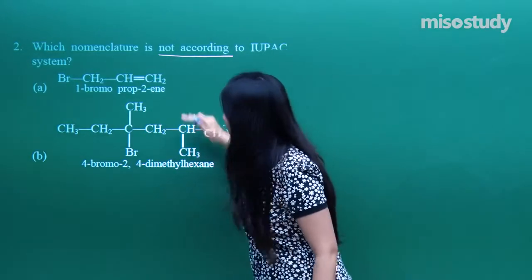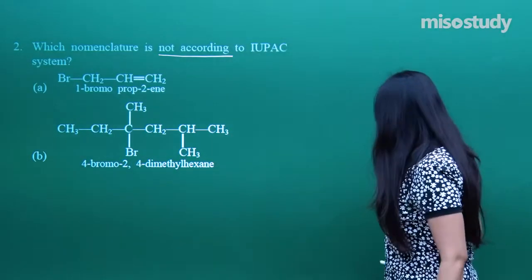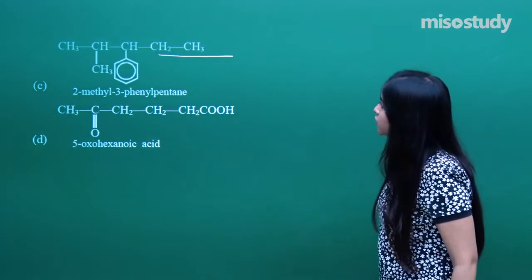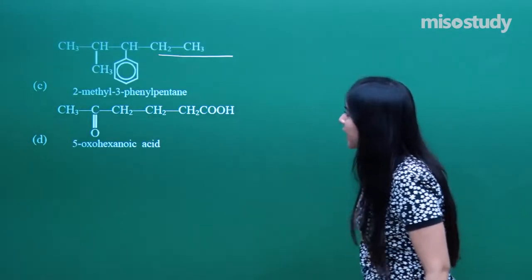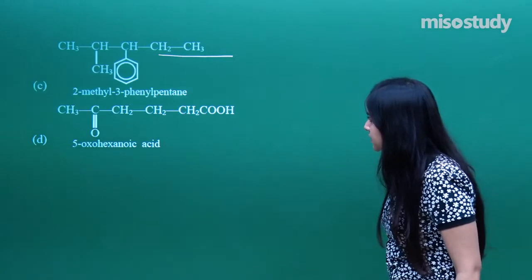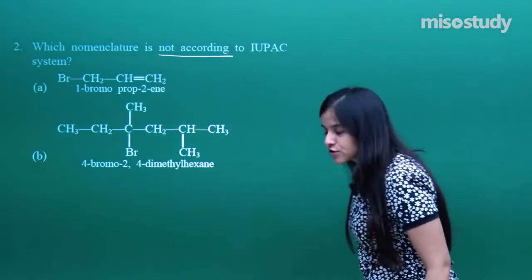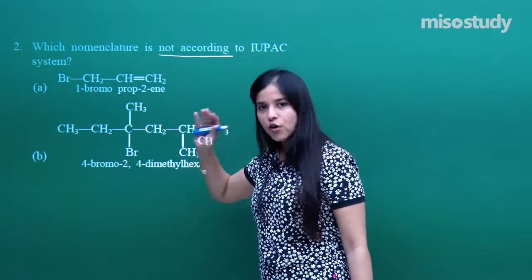I have got option A, B. So just observe the options. I have got option C as well as option D. So that is all. Let us check the options one by one.